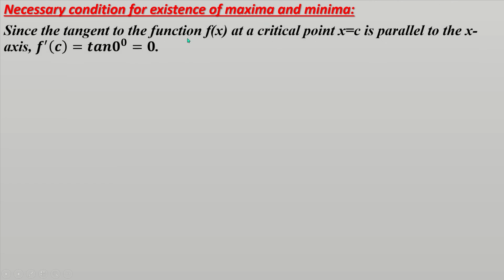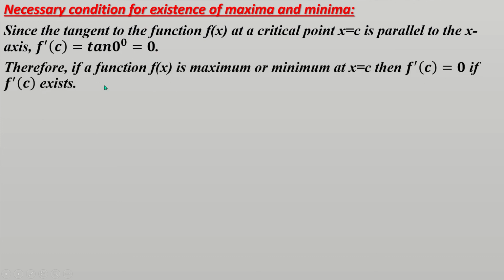Necessary condition for existence of maxima and minima. Since the tangent to the function f of x at a critical point x equal to c is parallel to the x-axis, therefore f prime c equals tan 0 degrees, which equals 0. Therefore, if a function f of x is maximum or minimum at x equal to c, then f prime c equals 0, if f prime c exists.